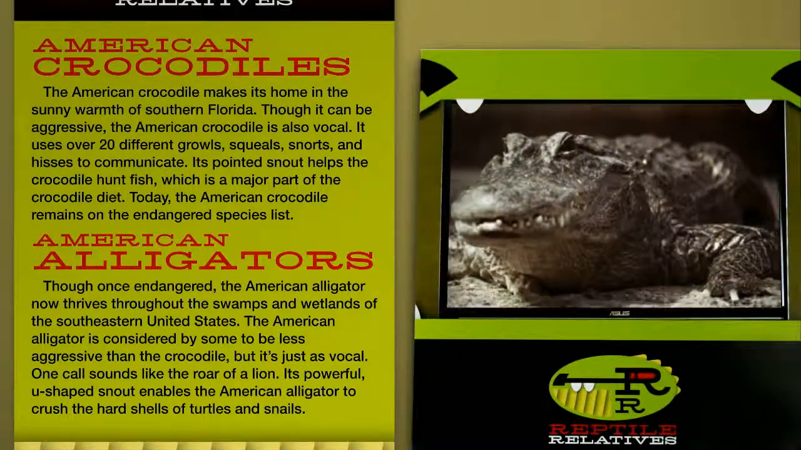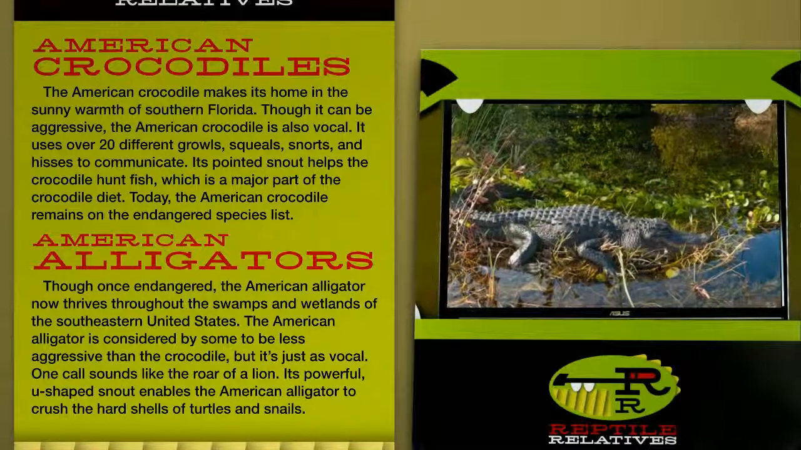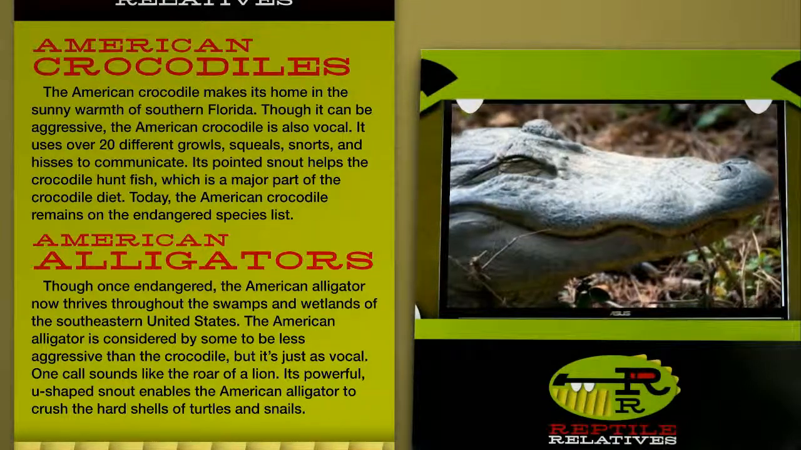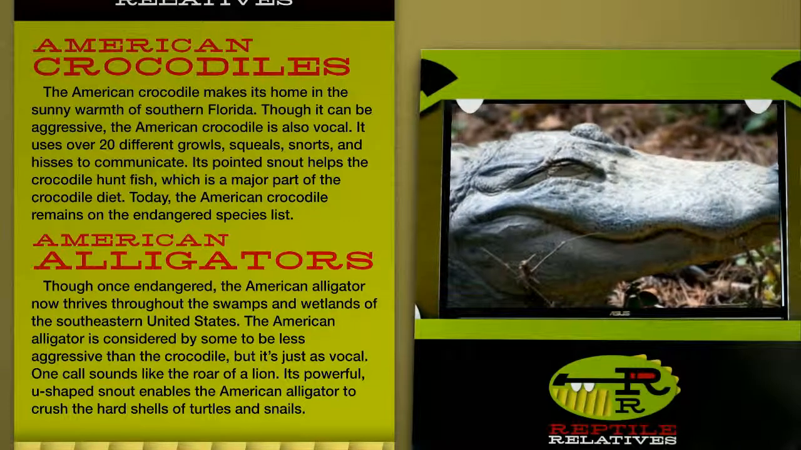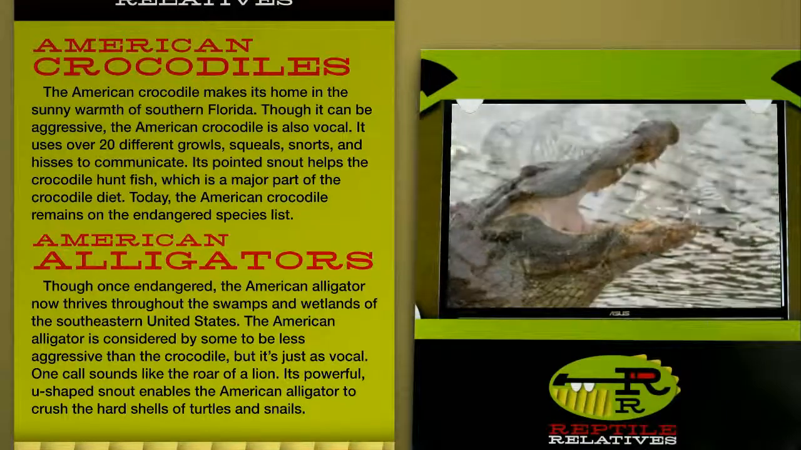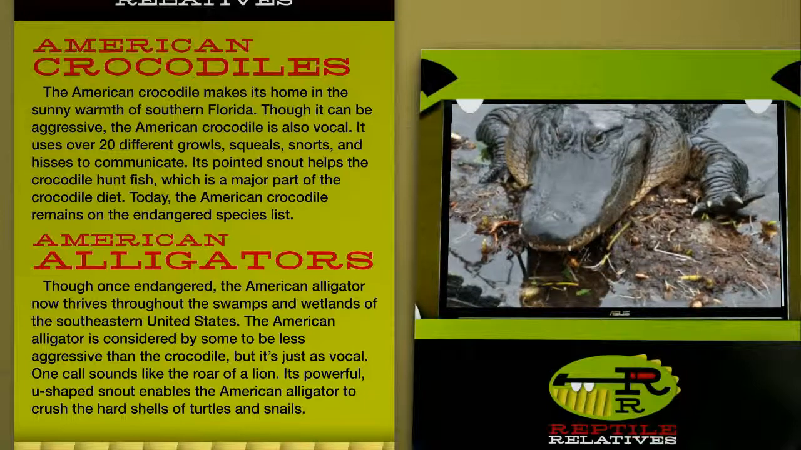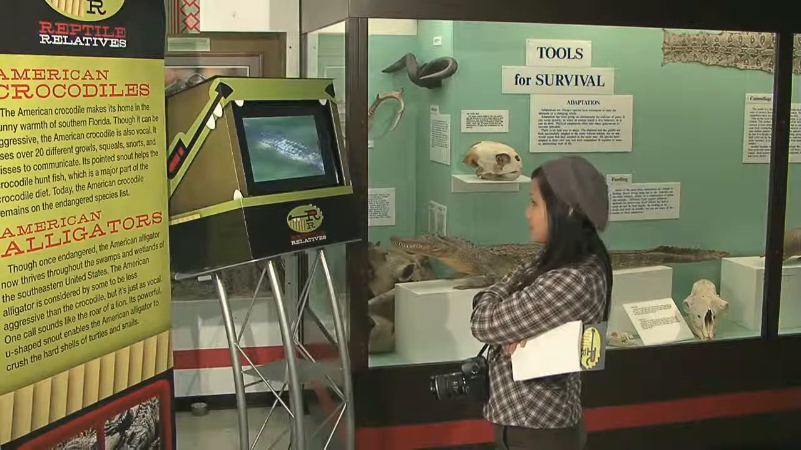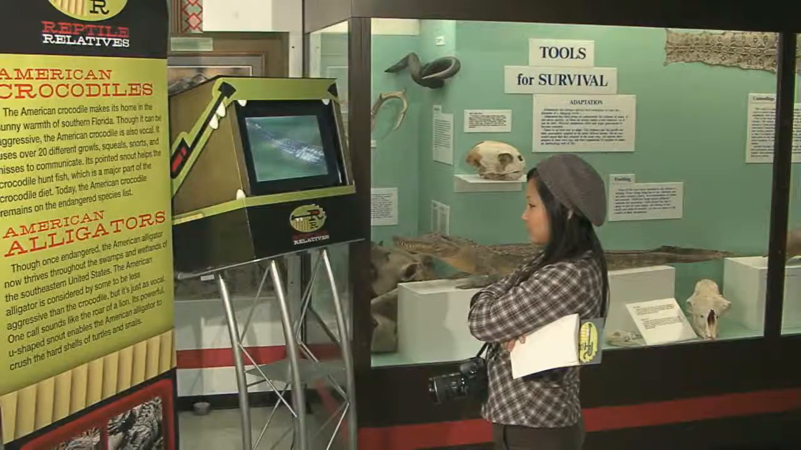American alligators. Though once endangered, the American alligator now thrives throughout the swamps and wetlands of the southeastern United States. The American alligator is considered by some to be less aggressive than the crocodile, but it's just as vocal. One call sounds like the roar of a lion. Its powerful U-shaped snout enables the American alligator to crush hard shells of turtles and snails. Chomp! Now watch how Paige slowed down her thinking to identify the text structure used for the kiosk.